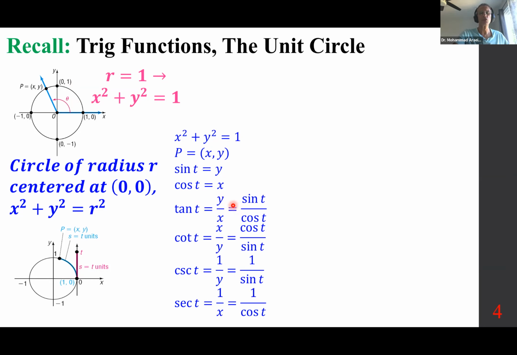Tangent is the ratio of sine to cosine, y over x. Cotangent is the reciprocal of that. These two are also reciprocal of sine and cosine, respectively.